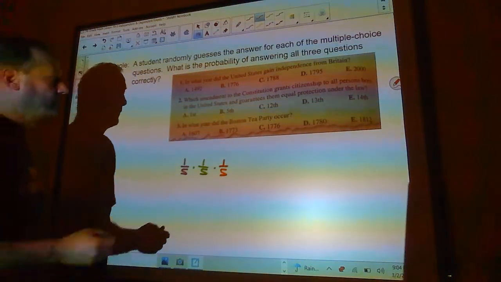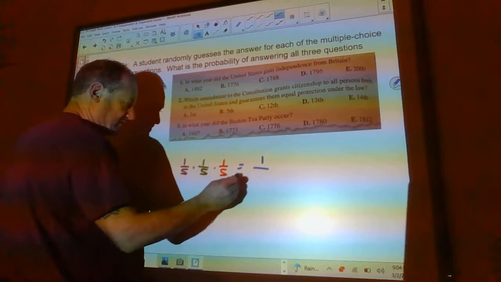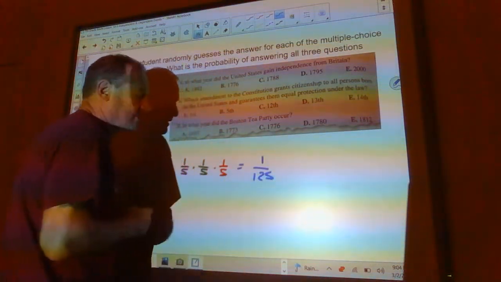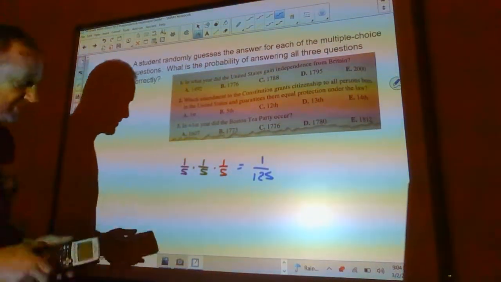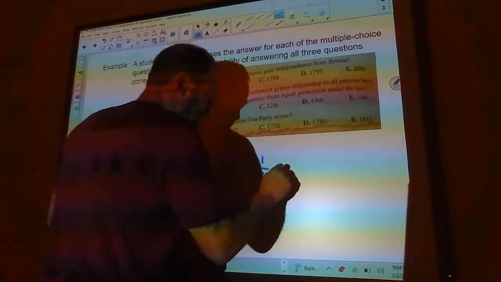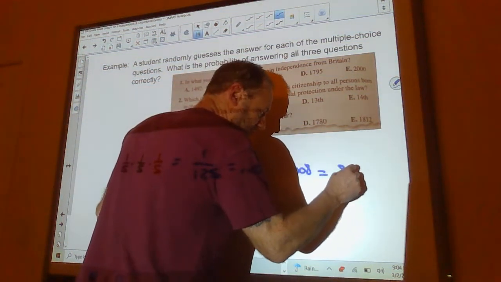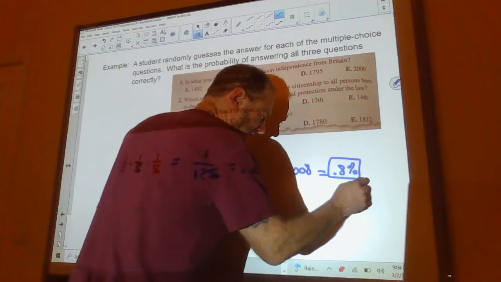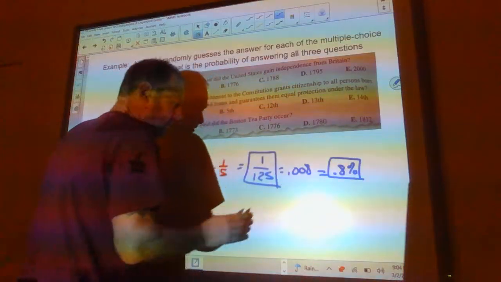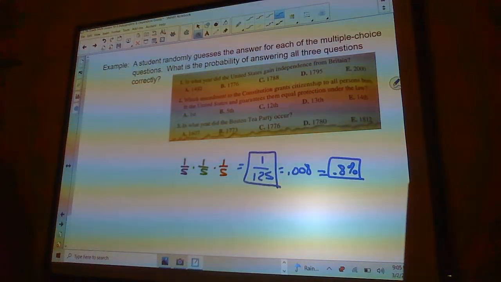So 1 times 1 times 1 is 1. The bottom is 125. So you've got a 1 in 125 chance. That's 0.008 or 0.8%. So I would not recommend randomly choosing answers on a multiple choice test, especially if it had 5 choices. Better to study.